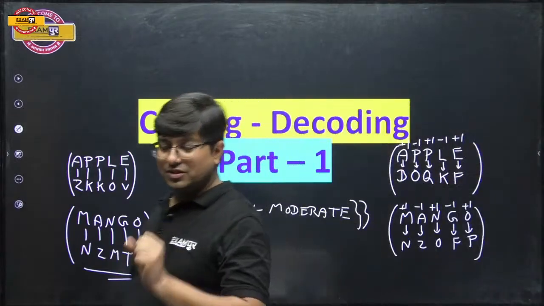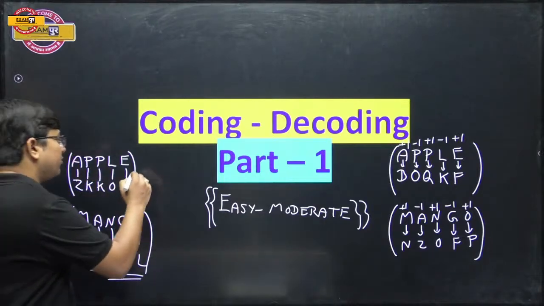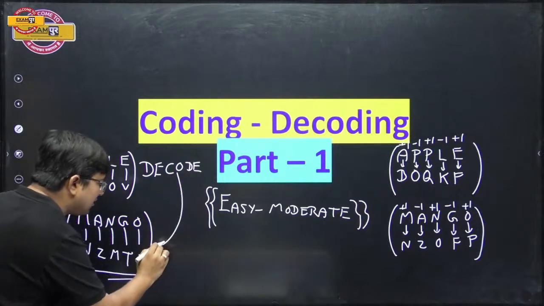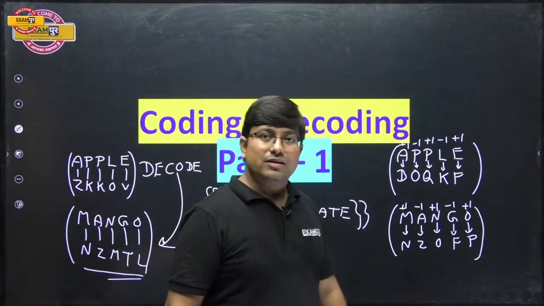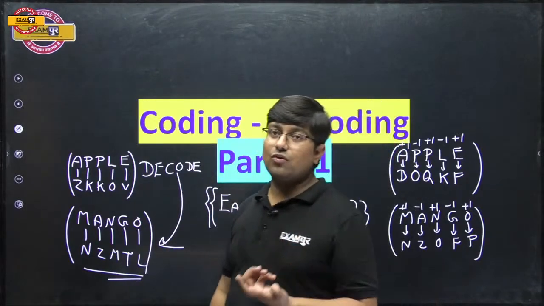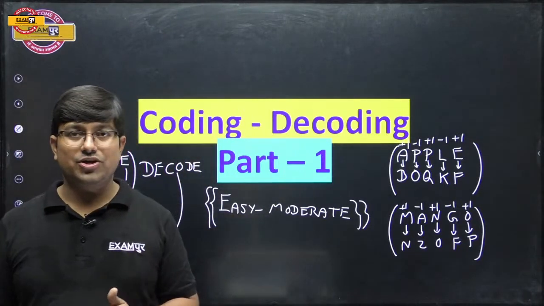So here what is to be done? A word will be given. It would be coded. You have to decode it. You have to crack the logic and you have to apply the same logic over here to get the answer. Same was done over here. The weightage of this topic in your examination is up to 3 questions. So up to 3 questions can be asked from this topic in the examination.